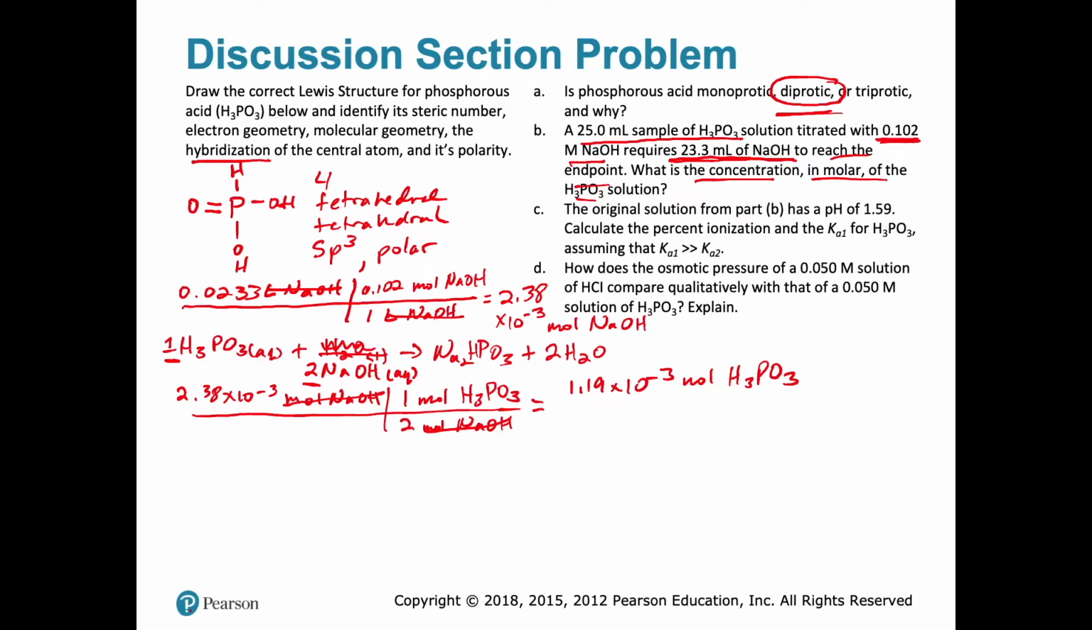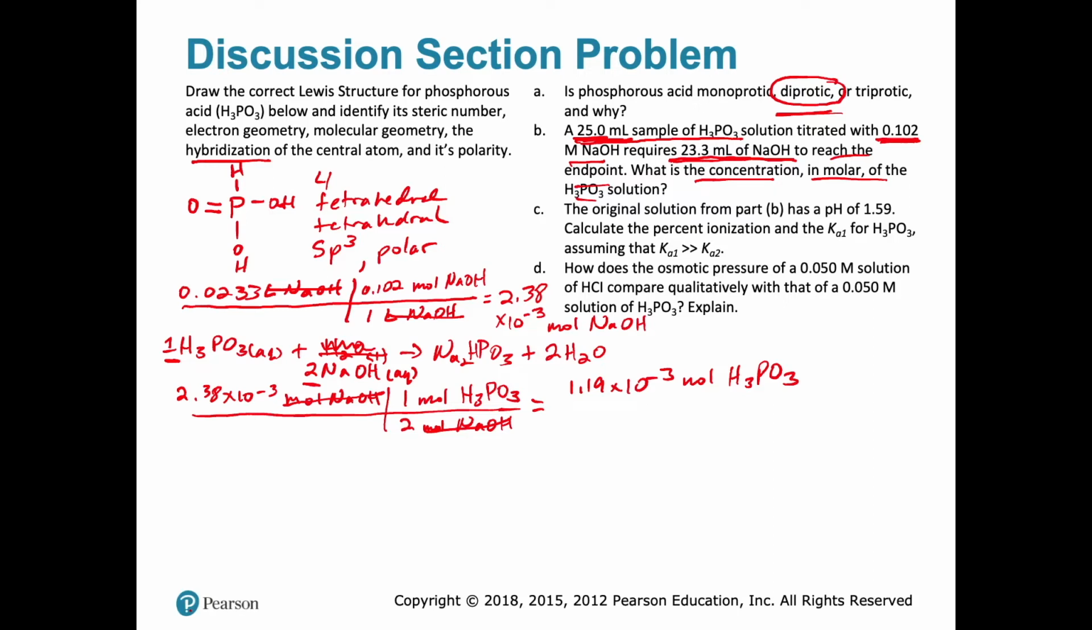But now that's just number of moles. We need to get that to concentration. How do we get that to concentration? Well, that was actually given to us in the problem right here. It is a 25 mL sample of phosphorus acid. So you see how you have to pull out 3 or 4 different numbers from that problem, right?